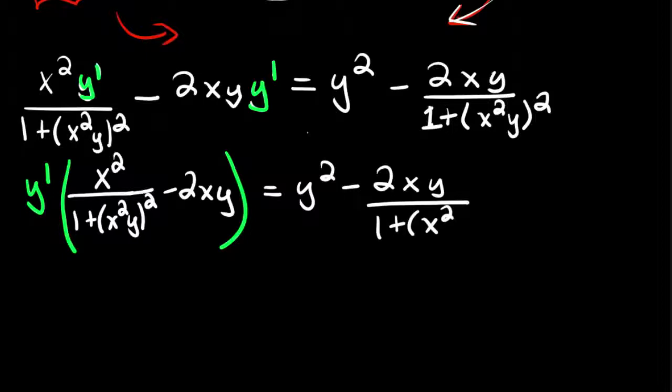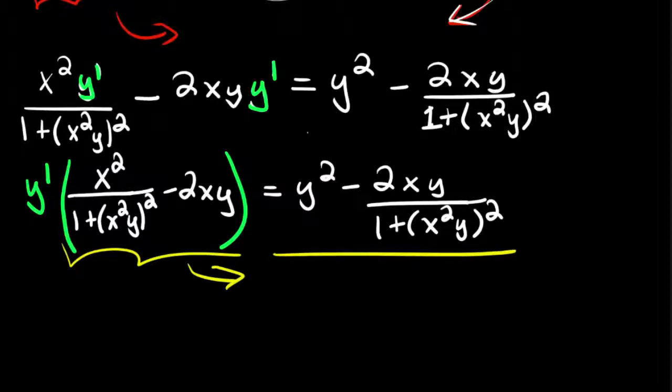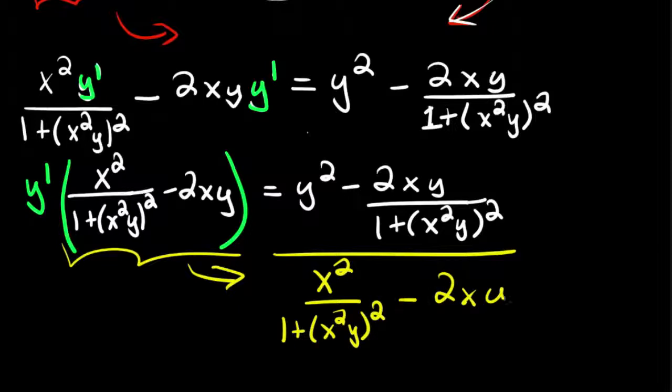Now you can do some simplification steps in here and all that, but I'm just going to leave it alone. And then of course the last step is to simply move this guy over by dividing by it. So I'm going to divide the entire thing by x squared over 1 plus x squared y squared minus 2xy. And so that's going to be my end result right there.